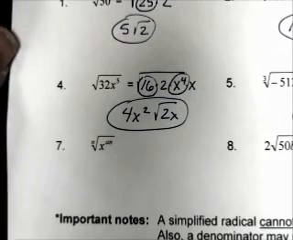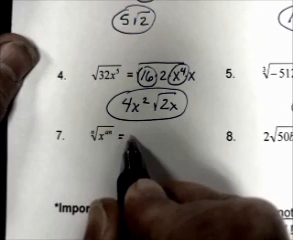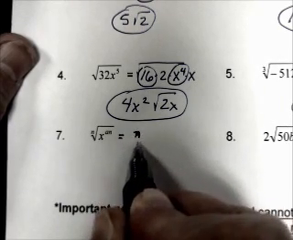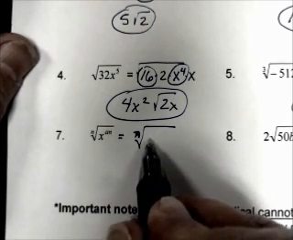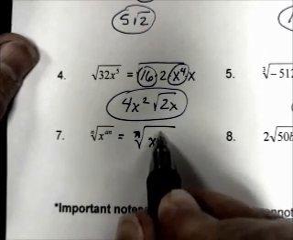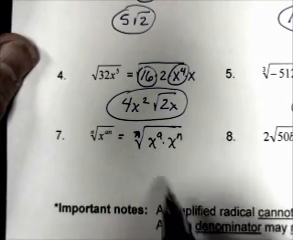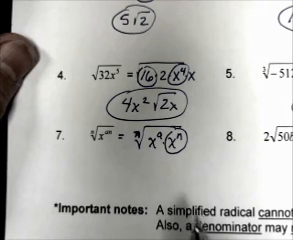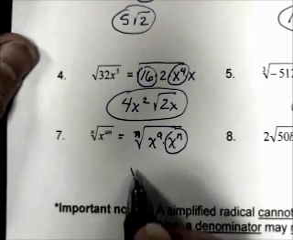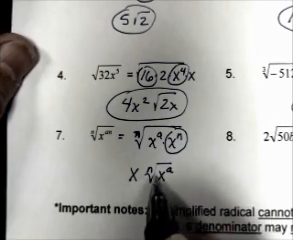Number 7, we're looking for the nth root of x to the a plus n. So this is the nth root of x raised to the a plus n. That means x raised to the a times x to the n. So x to the n is our perfect factor. The nth root of x to the n would simply be x, and then the nth root of x to the a remains.